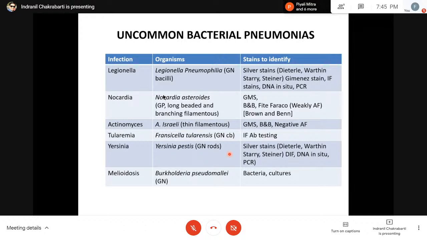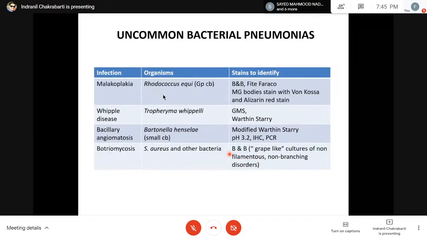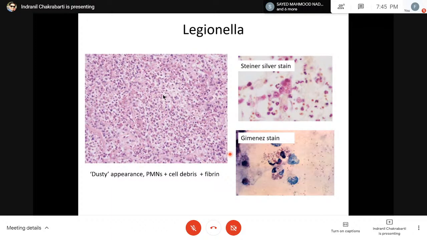I will not go into the details of each. So first of all, let us talk about Legionella pneumonia or Legionnaires' disease. This is caused by the inhalation of aerosolized droplets from contaminated air handling equipment like air conditioners, humidifiers and respiratory therapy equipment. The organism is Legionella pneumophila, which is a gram-negative bacterium. Histologically, we get a neutrophilic pneumonia admixed with fibrin and nuclear debris. So this gives a dusty appearance.